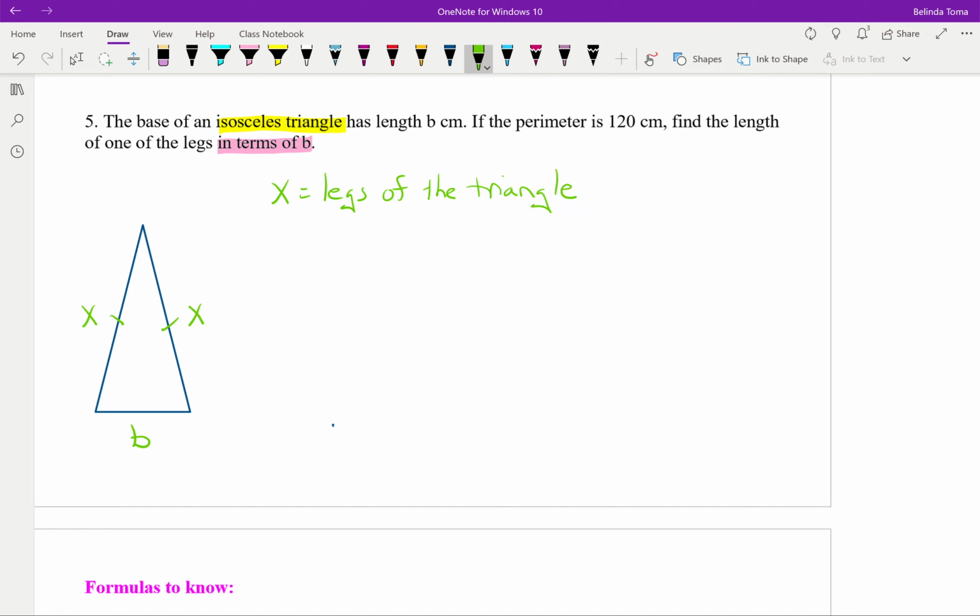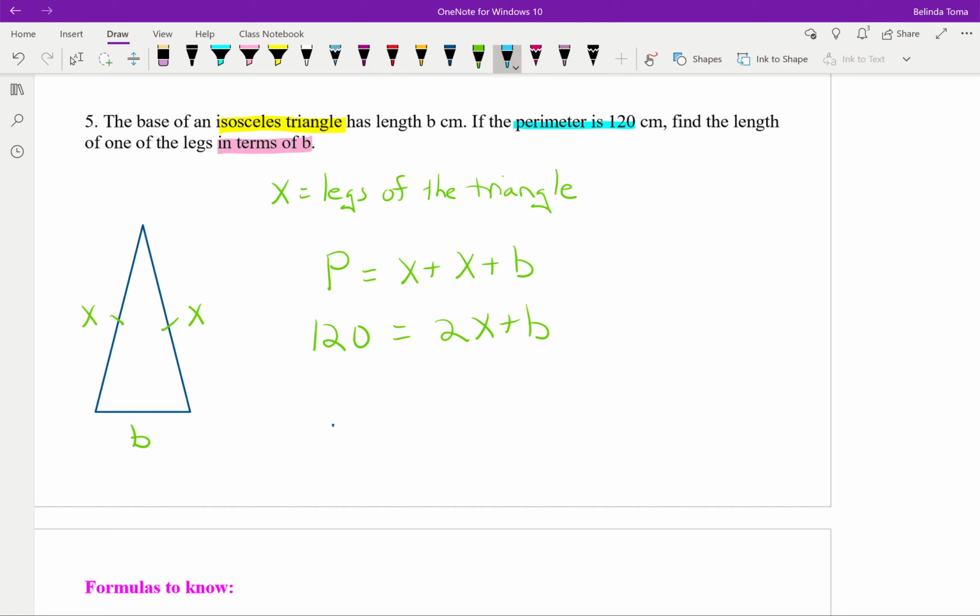Okay, so we know that the perimeter is adding up all of the sides. So we know that the perimeter here is going to be x plus x plus the base. And if we simplify that and plug in what we do know, which is that the perimeter is 120, we would get 120, which is the perimeter, is equal to 2x plus b. Well, what did they ask us to do? They asked us to find the length of one of the legs, which is x, in terms of b. That means that we're solving for x, and b will be in our answer.